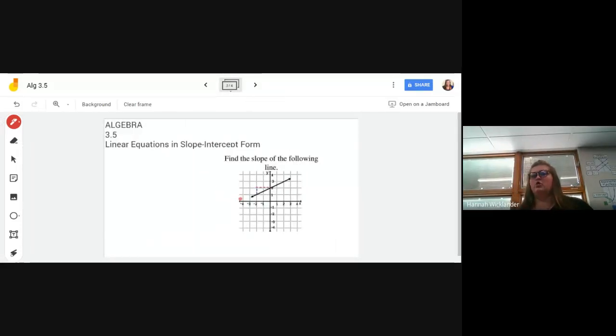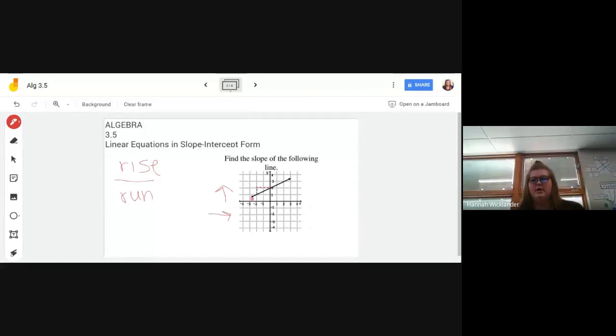So looking at this graph here, I know it's kind of small, but we're trying to find the slope of the following line. So I'm going to do rise over run. So how much it rises, remember this is rise and this is run. So how much does it rise? 1. And the run is 1, 2. So 2. So my slope of this line is 1/2.